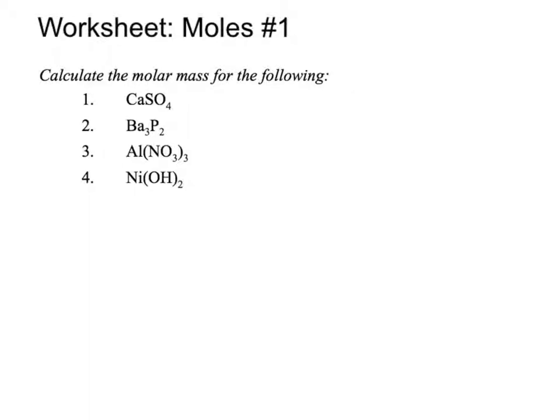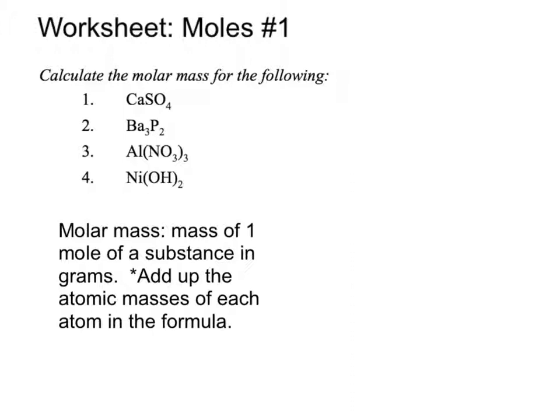Okay, let's take a look at the answers to moles sheet number 1. In our top section, we're going to be taking a look at how to calculate molar mass. So, the molar mass is the mass of 1 mole of a substance. We represent that in grams, or grams per mole. And we just have to add up the atomic masses of each atom in the formula.